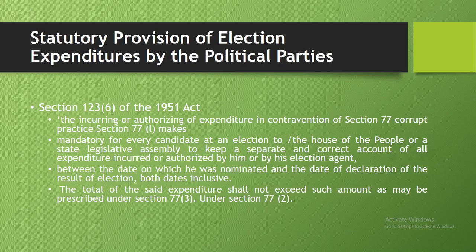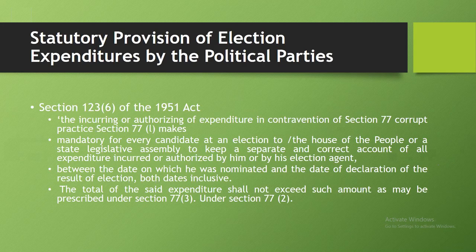Here we are again going to emphasize another part of Section 77 of the Representation of the People's Act. Any expenditure incurred in respect of any arrangement made, facility provided or other act or thing done by any person in the service of the government, then further, relating to any other act or thing done by any person in the service of the government.